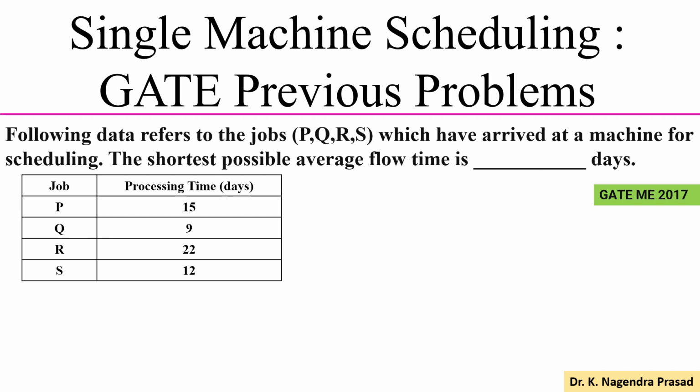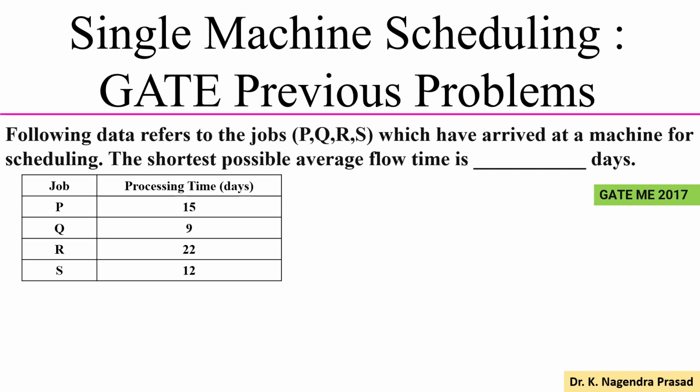In the present video, we will discuss the GATE previous problems on single machine scheduling. First problem: the following data refers to the jobs P, Q, R, S which have arrived at a machine for scheduling. The shortest possible average flow time is dash days.